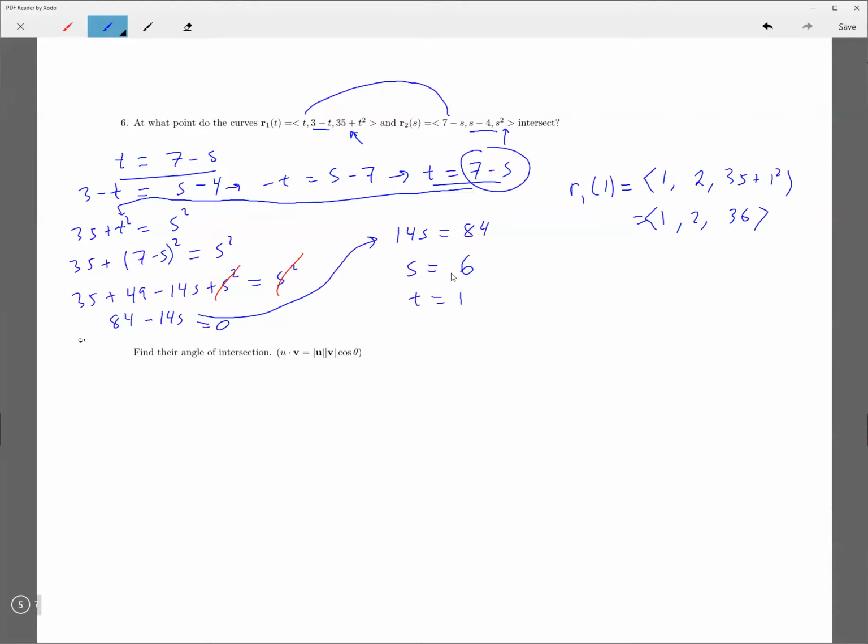Okay, so the next part is, oh dear. The next part says find their angle of intersection. Okay, so somehow you have these two curves, and maybe R1 is like this, and maybe R2 is like that. And they intersect somewhere. And they intersect here at the point 1, 2, 36. And then you want to know, what is the angle? What's that angle right there?